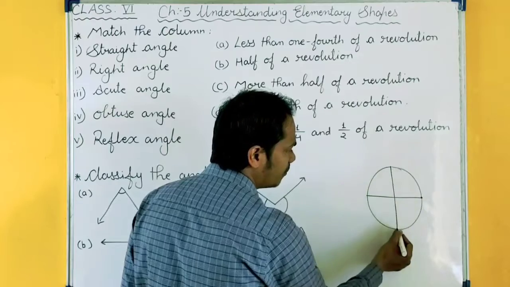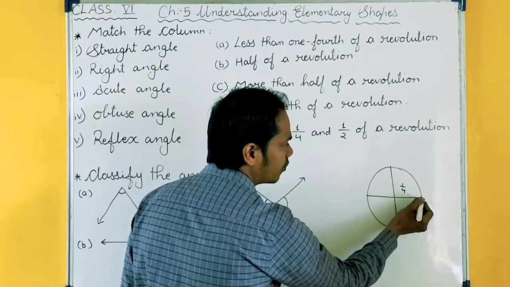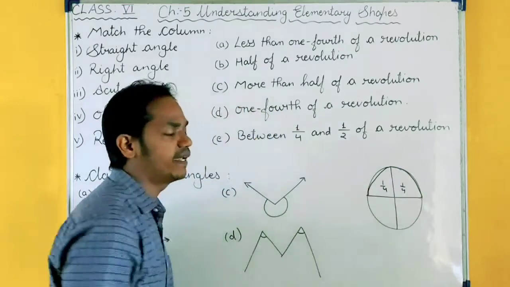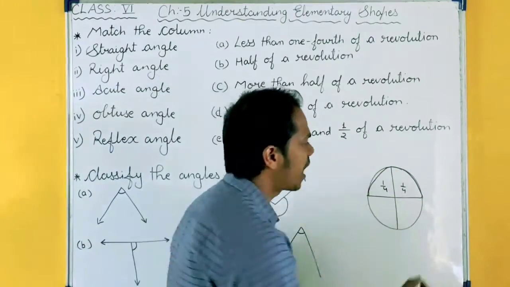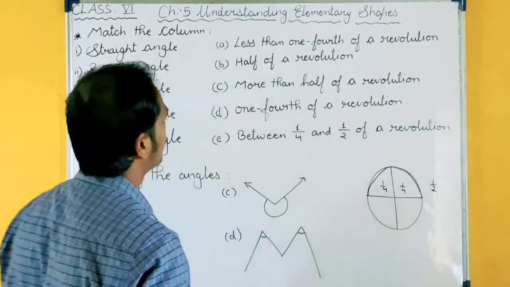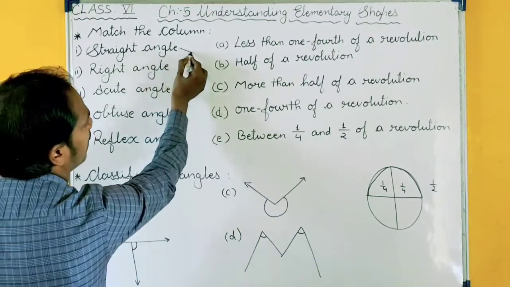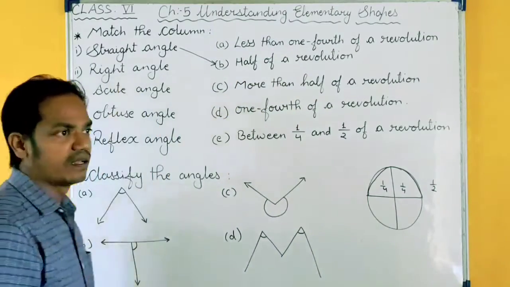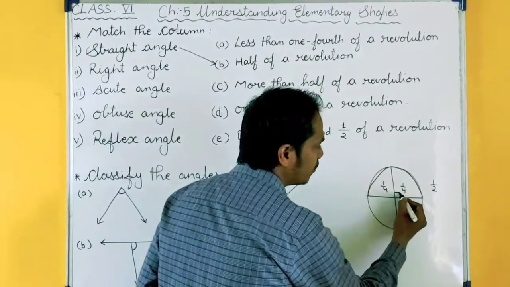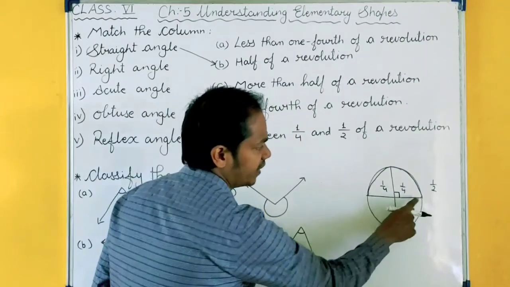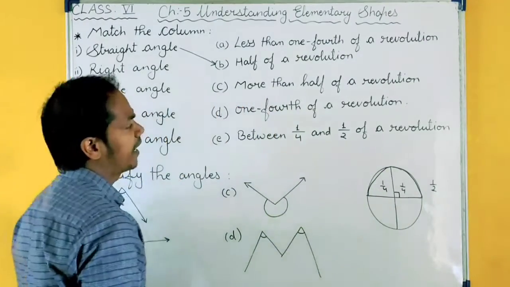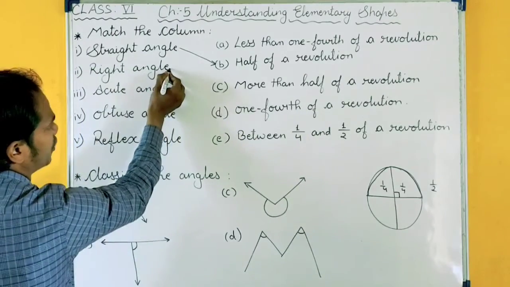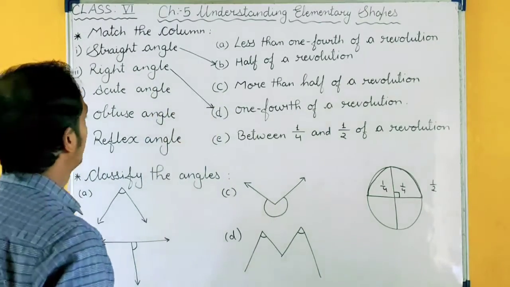To complete 180 degree, how much revolution do you want? When you start moving from here, this is 1/4, 90 degree, and this is again 1/4, 90 degree. So 90 plus 90, 180 degree, means half of a revolution. Straight angle means half of a revolution. We are just matching it. Now right angle, 90 degree. Right angle means 90 degree, and 1/4 of a revolution measures 90 degree. So check where is 1/4 of a revolution. Here. So right angle means 1/4 of a revolution.